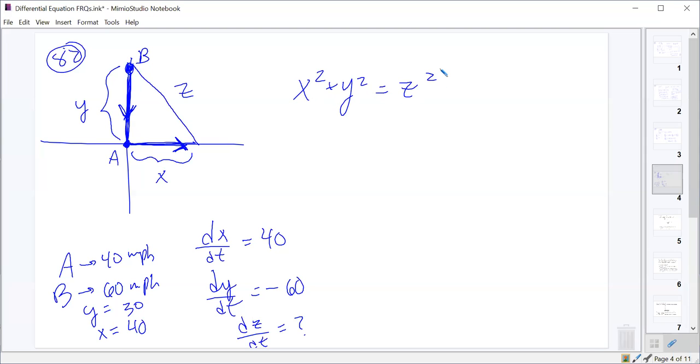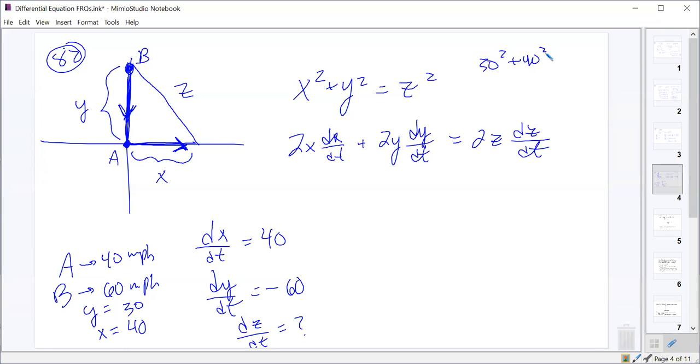And using the Pythagorean theorem, we should be able to relate those. We'll take the derivative, 2x dx dt plus 2y dy dt equals 2z dz dt. And we've got x, we've got dx dt, we've got y, we've got dy dt. We don't have z, and we're looking for dz dt. So we should be able to find z really easily. Right? 30 squared plus 40 squared equals z squared. So what is z? That's just a 3, 4, 5 right triangle, right? z ought to be 50.